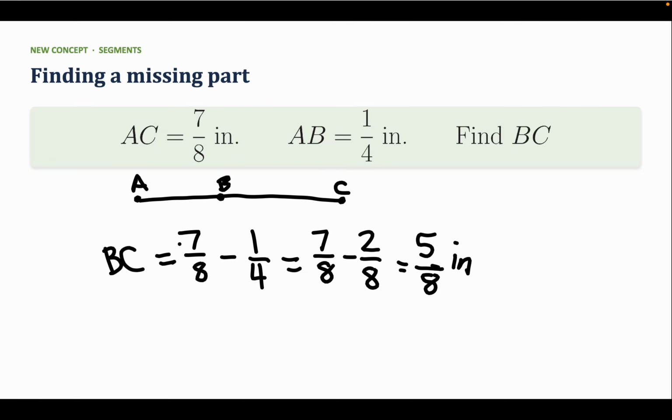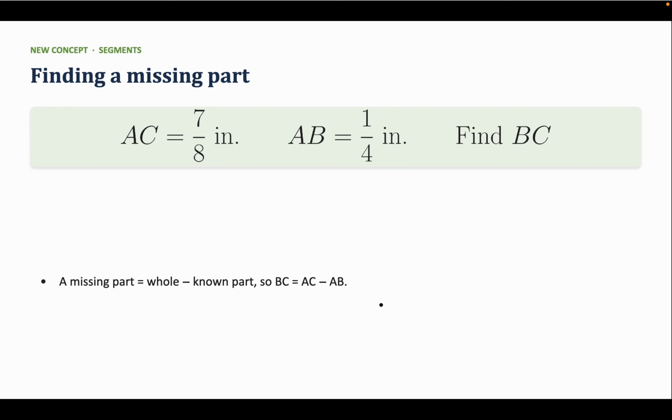BC equals 5/8 of an inch. So again, just reiterating, a missing part equals the whole minus the known part. And there's our answer, 5/8 of an inch.